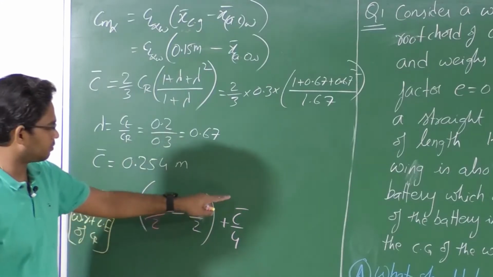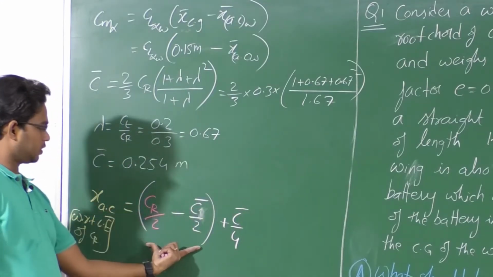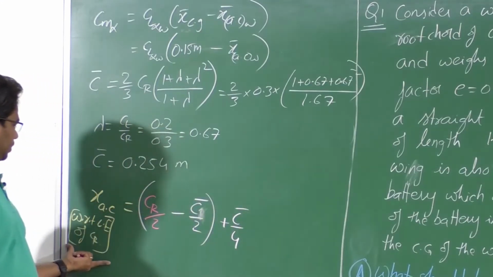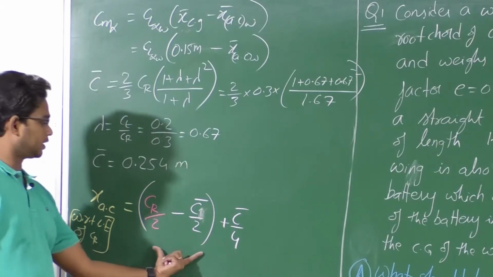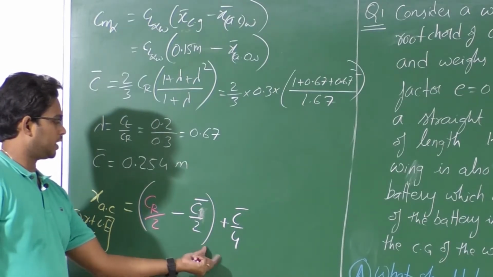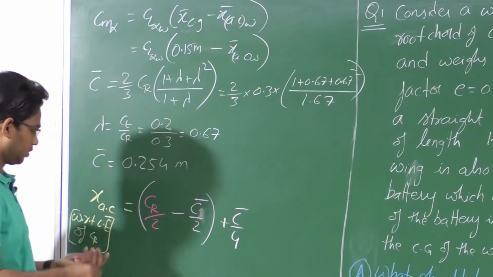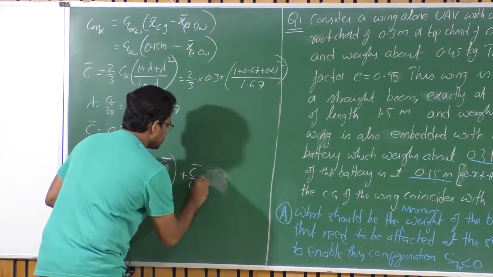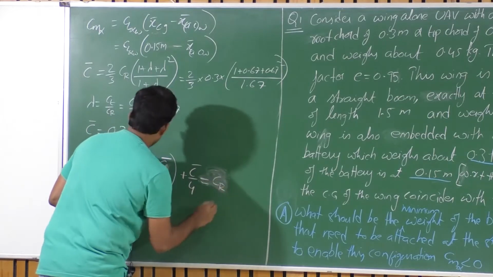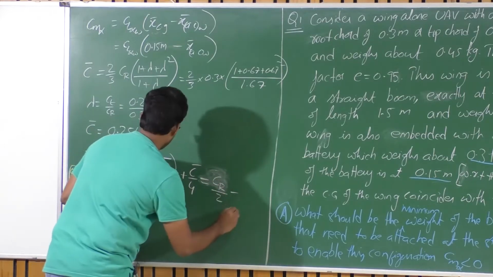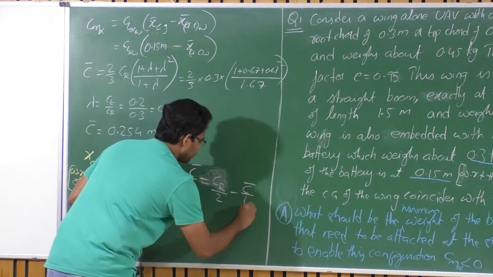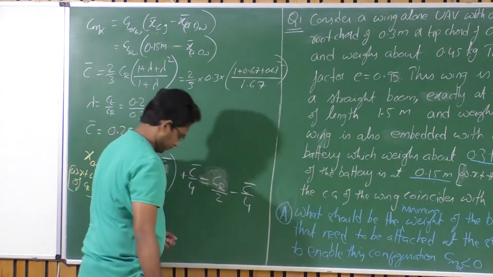So from the leading edge of the root chord, this takes me to the leading edge of the mean aerodynamic chord. From the leading edge of the mean aerodynamic chord, I am reaching the aerodynamic center here, C bar by 4. So this equals CR by 2 minus C bar by 4.